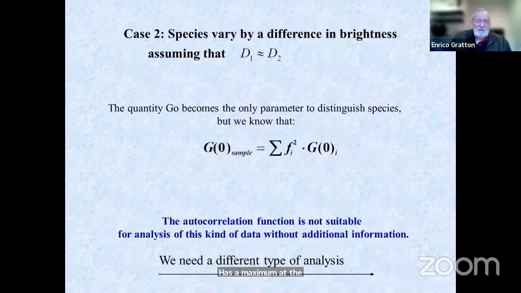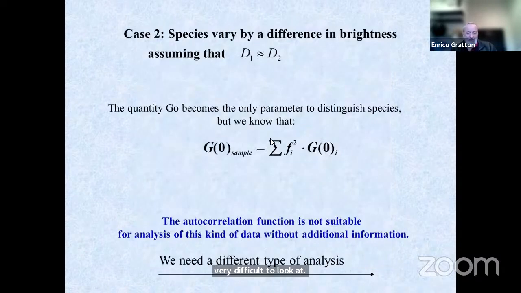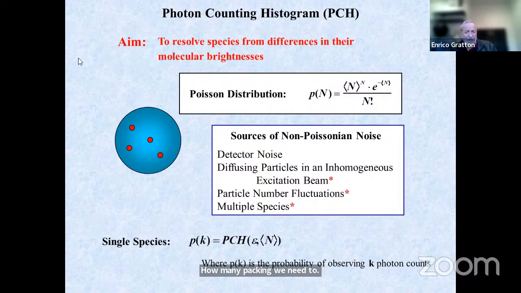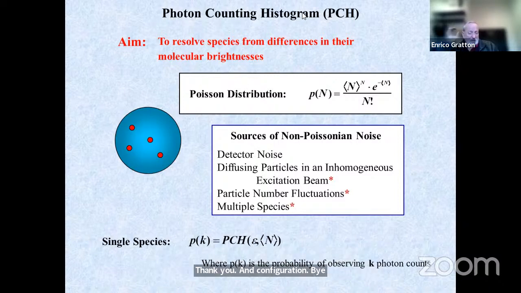So we have a problem in the sense that if we analyze the green curve, how can we tell from the green curve that there are one or two binding sites? This is very difficult to see. If you look at this curve, this is due to two binding sites. Okay, so in order to figure out how many particles we have, we need a different kind of analysis, which is to analyze the number of particles in a given configuration by the method of the photon counting histogram. So I will describe briefly what this method is.